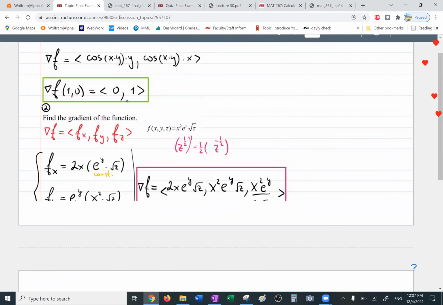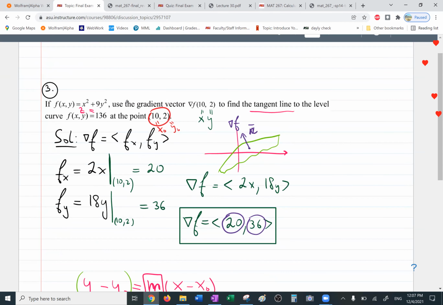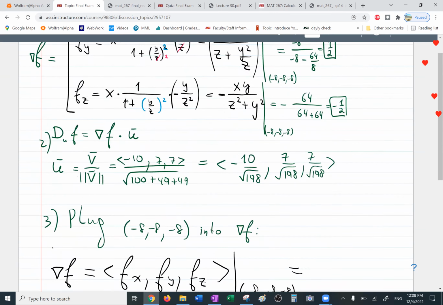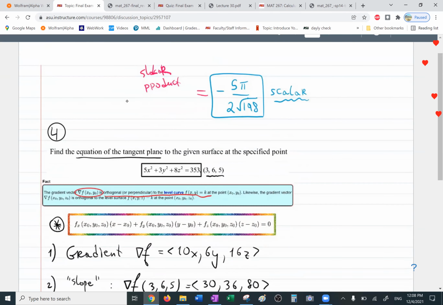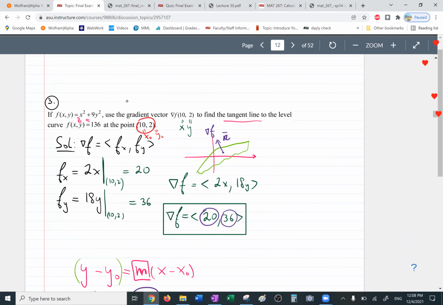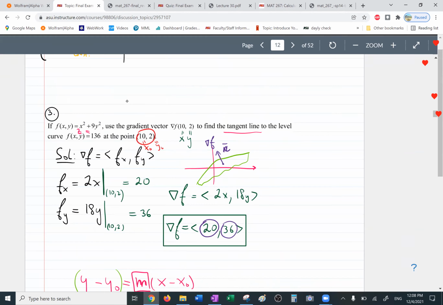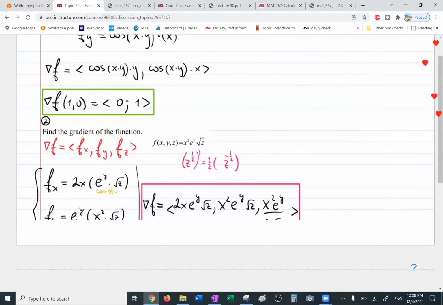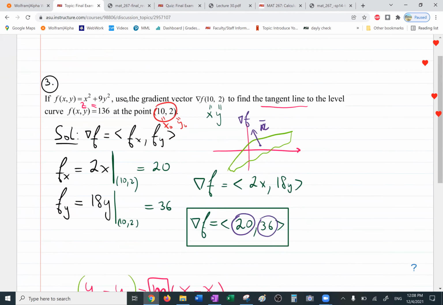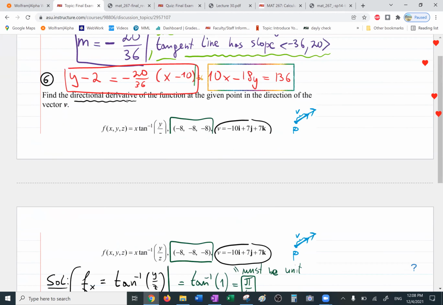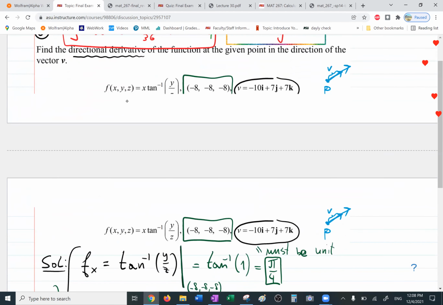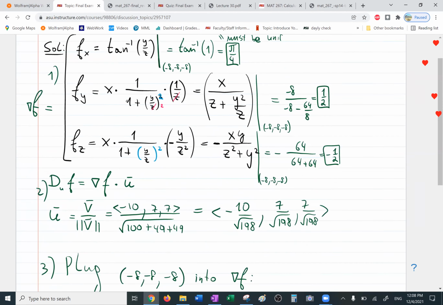Maximum rate of change means gradient. Directional derivative is one extra step. It's only one example and it's horrible. Fine. If a given function is given... Where is it? I lost it. Gradient, tangent line to the level curves here. Find the directional derivative of the very horrible function with arctangent at the given point in the direction of the vector v. Fine, let's just make up a different function, not arctangent.